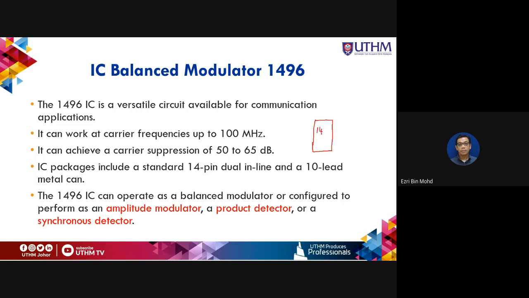So here in the modulator, we can also use the IC 1496. With the VMT input and VCT input, it can be set to produce double sideband suppressed carrier, or no carrier. The 1496 IC can also be set as a product detector or synchronous detector, as a demodulator circuit.